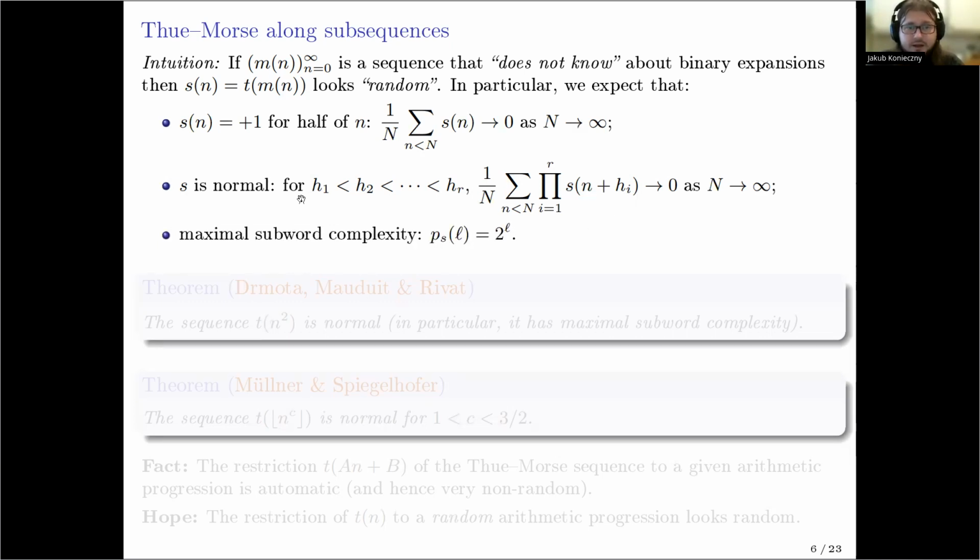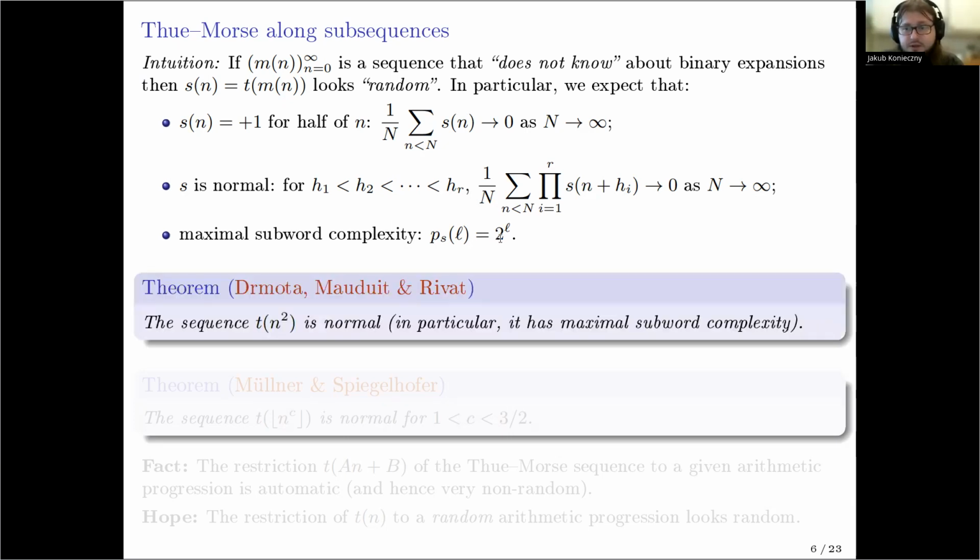And as a consequence of normality, we would expect that it should have maximal subword complexity. So the subword complexity should be 2 to the n. And this expectation was indeed confirmed in several cases. Mauduit and Rivat showed that the Thue-Morse sequence along the squares is normal, which in particular implies that it has maximal subword complexity, 2 to the n.